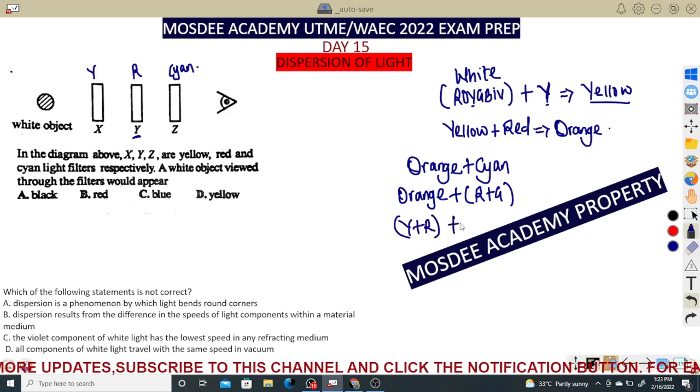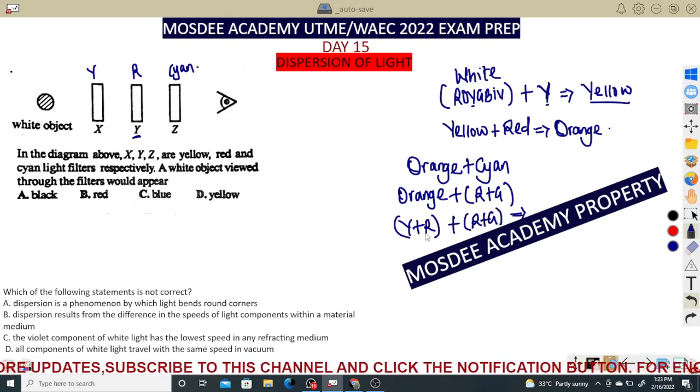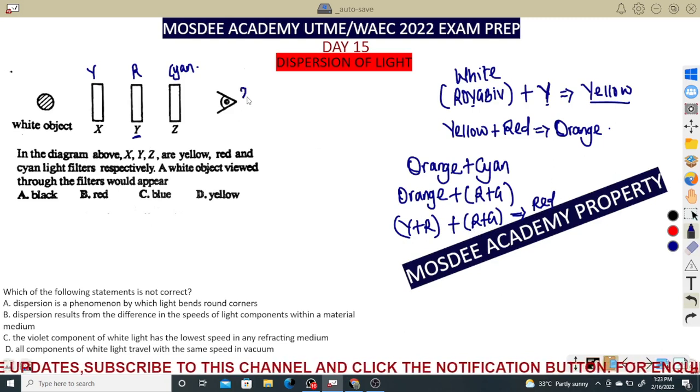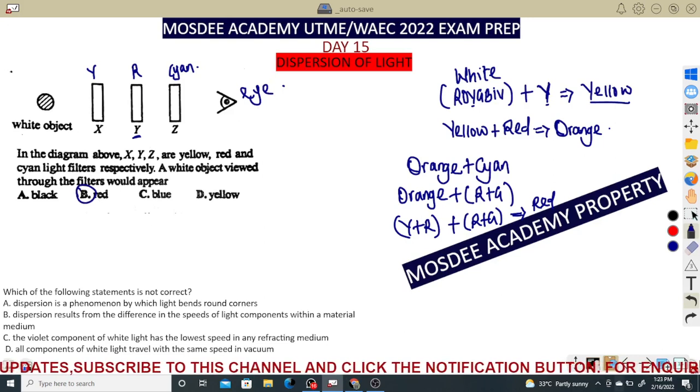It's now mixed with what? Red plus green. What is the answer now? Yellow plus red plus green. What is the answer? Common color. What's the common color here? Red. I hope students understand. And that means the eyes viewing this thing here is going to see a red color.